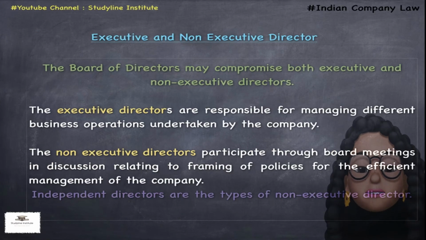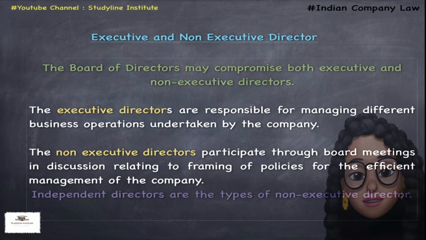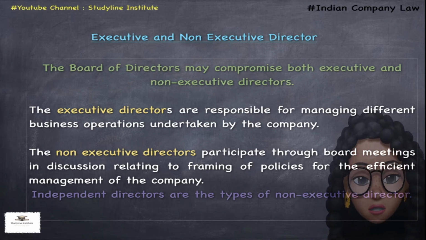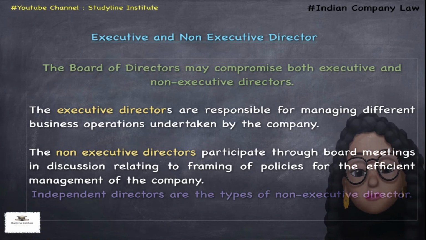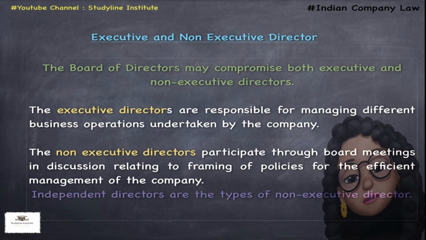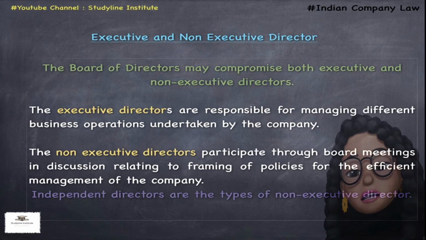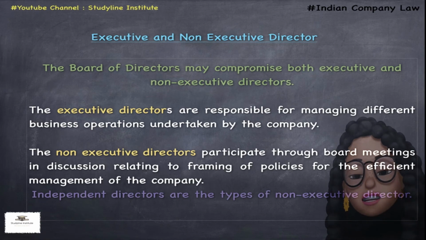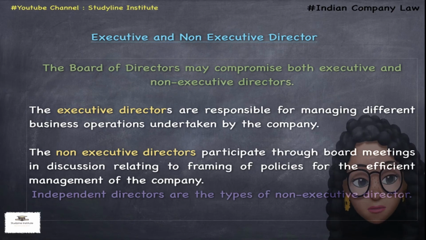Now, the next provisions regarding the directors are executive and non-executive directors. In the company, the board of directors comprises both. There are both types of directors on the board. The directors who are responsible for managing all the operations taken by the company are known as executive directors.